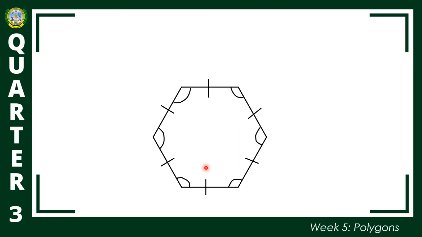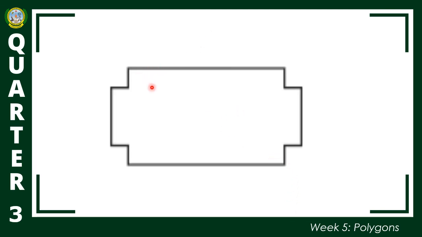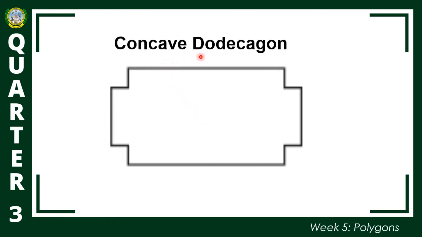And then this one, for this figure naman po, as you can see, all the sides are congruent and all the angles are congruent as well. So, this polygon can be called as regular hexagon. And how about this one? So, as you can see, there are also no indications that the sides are congruent. So, it's obvious naman na hindi. Ano po? So, we can simply call this polygon a concave decagon since it has 12 sides, okay, and the shape is concave.